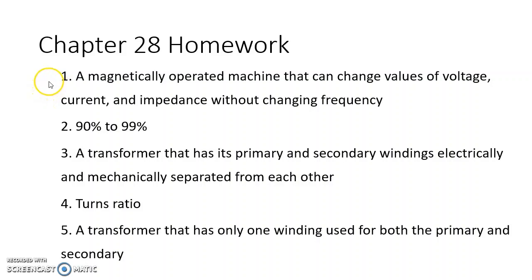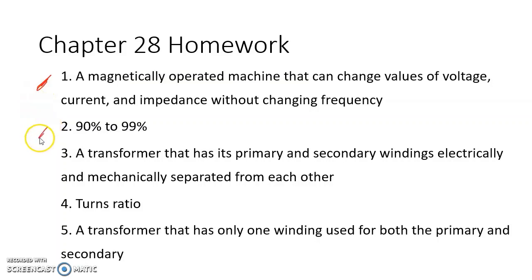Chapter 28 is on single-phase transformers, so let's go over the homework. Number 1, what is a transformer? Straight out of the textbook, a transformer is a magnetically operated machine that can change values of voltage, current, and impedance without changing the frequency.